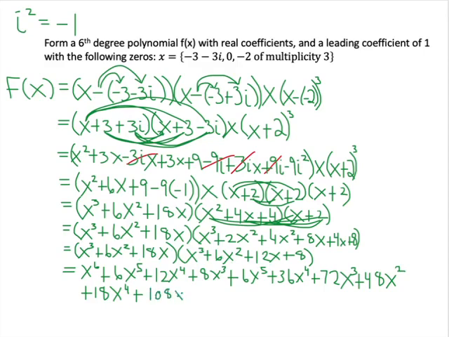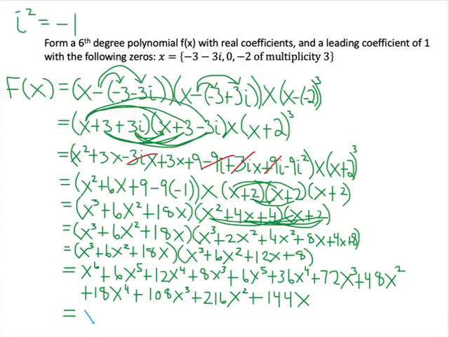And then we have x cubed. 18 times 12x. So 18 times 12, that's going to give us 216x squared, plus 18x times 8 is 144x. And then we just need to combine like terms to get our final answer.